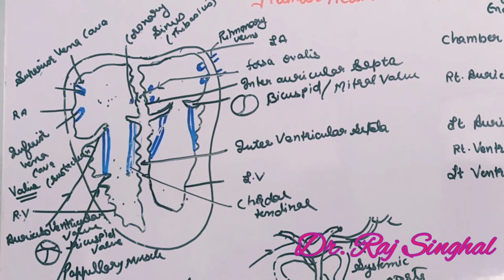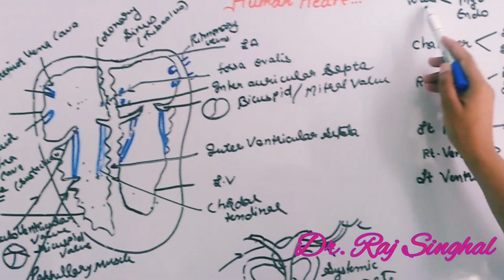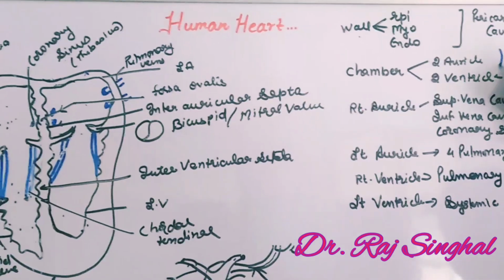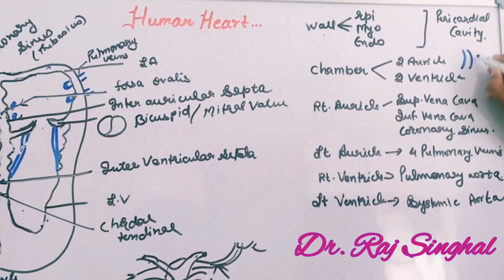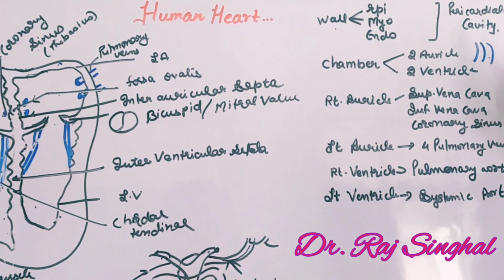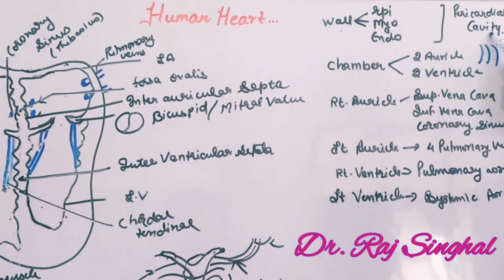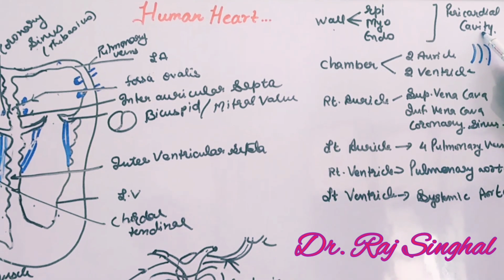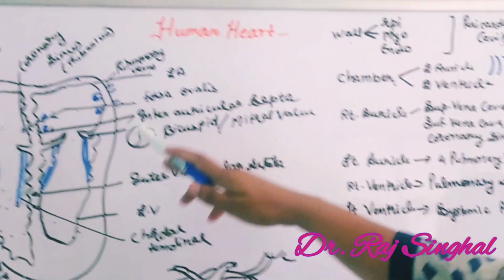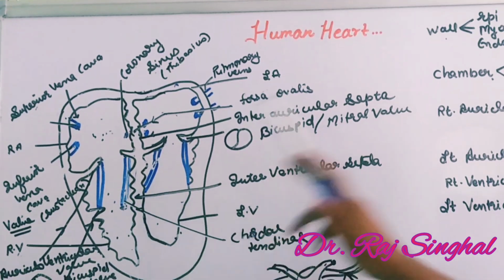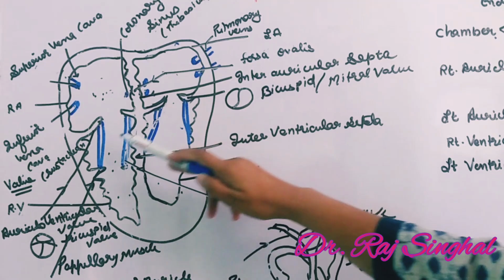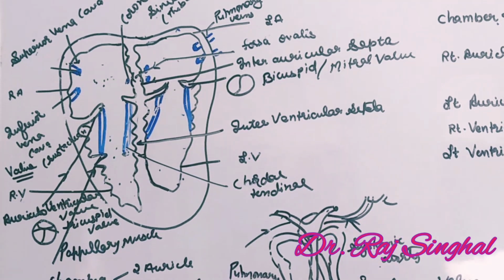To sum up, we can say that the wall of the human heart is made up of three layers: epicardium, myocardium and endocardium. The two layers of epicardium contain the pericardial cavity which is filled with pericardial fluid. The human heart is a four-chambered heart made of two auricles and two ventricles. The left side receives pure blood, whereas the right side receives impure blood.